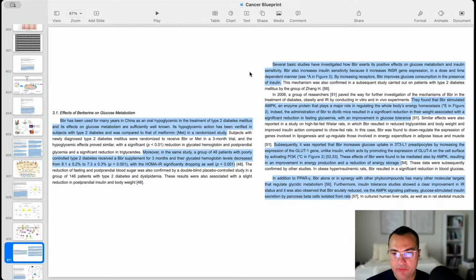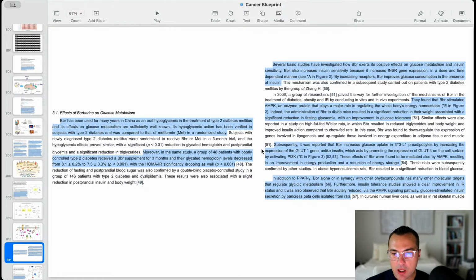Several basic studies have investigated how berberine exerts its positive effects on glucose metabolism and insulin sensitivity. Berberine also increases insulin sensitivity because it increases insulin receptor gene expression. We talked about that in a dose and time-dependent manner. By increasing receptors, berberine improves glucose consumption in the presence of insulin. Later, it says they found that berberine stimulated AMPK, something we've talked about, an enzyme protein that plays a major role in regulating the whole body energy homeostasis. Indeed, the administration of berberine in this mouse model resulted in significant reduction of their weight associated with significant reduction in fasting glucose with improvements in glucose tolerance.